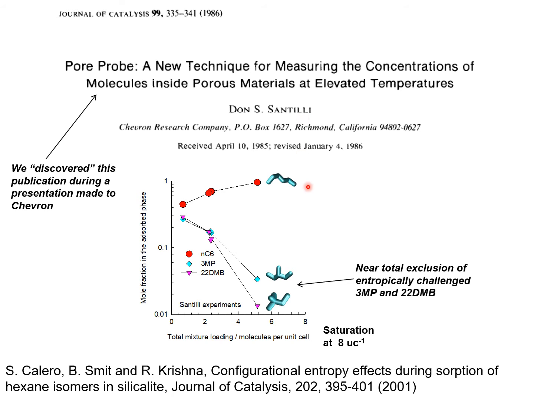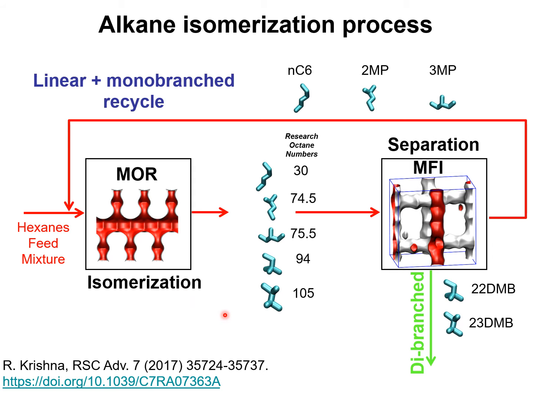he stood up and told us about his paper that gave direct proof of entropic exclusion. And in our own paper, we compared the data from molecular simulations with Santilli's experiment and published these results in 2001. Based on the results that have been presented in the previous slides, we can devise an improved alkane isomerization process.